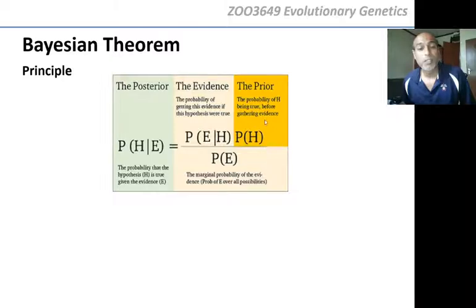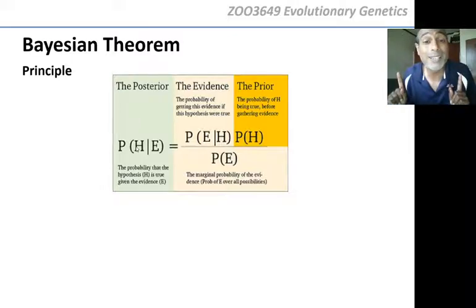The prior is the probability of H being true before gathering the information. The posterior is the probability that H, the hypothesis, is true given the evidence. This straight line is a "given," not a divided, the hypothesis given the evidence. And the hypothesis, remember, is the tree. The tree is the hypothesis we're evaluating, and we evaluate many millions or billions or trillions of different tree hypotheses to find the one with the highest likelihood.